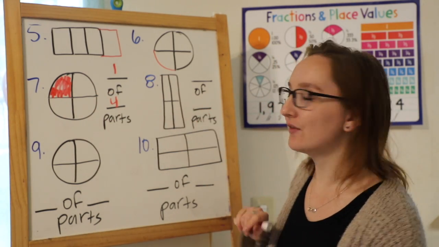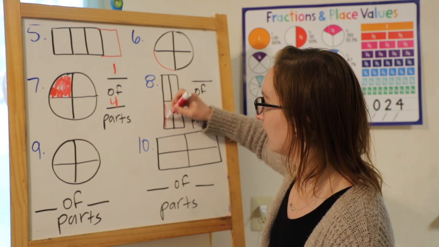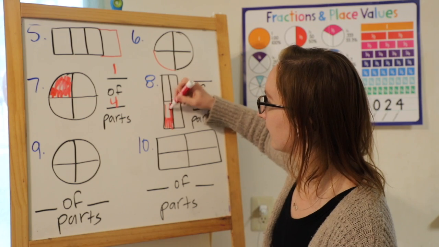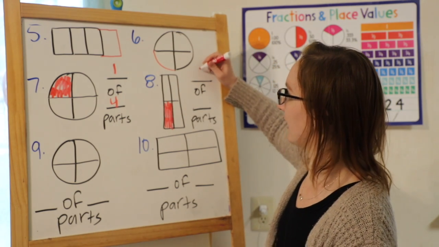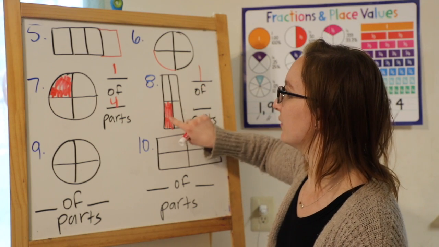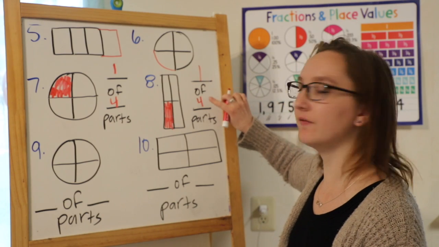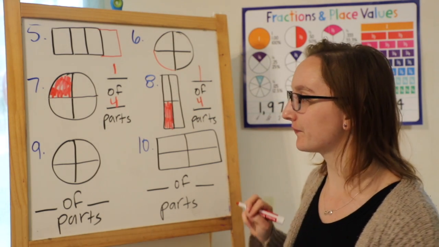So we're going to look at this rectangle. We're going to do the same thing. So we're going to color in 1 of my fourths. So I colored in 1 piece, and I have 1, 2, 3, 4 parts. So I colored 1 of my 4 parts.